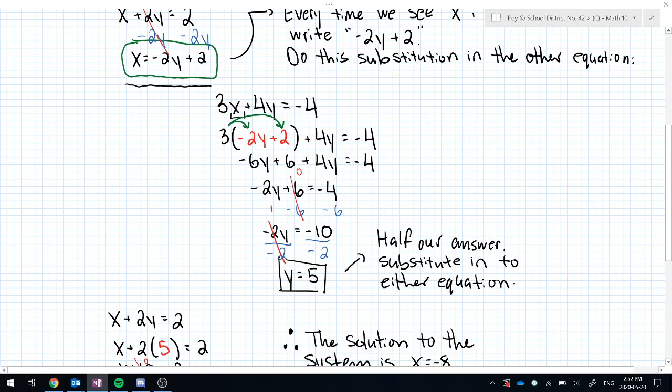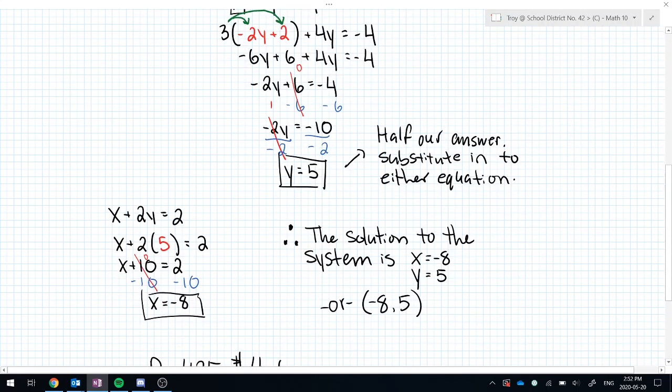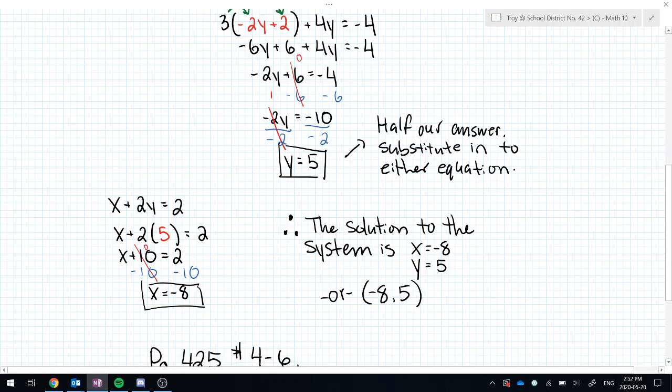So all we had to do was isolate for that y variable. We had half our solution, which was 5. And then we can just put that y into either of the two equations. And then all we have left is an x. So then we can just isolate for x and get x.